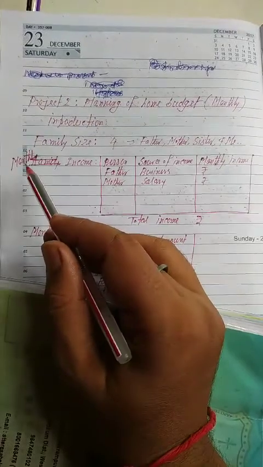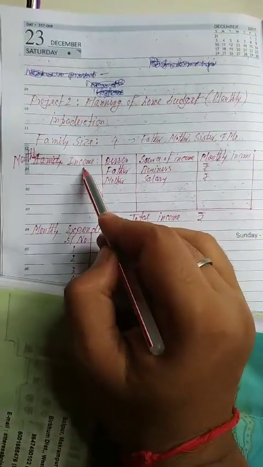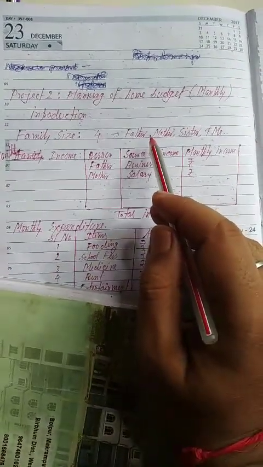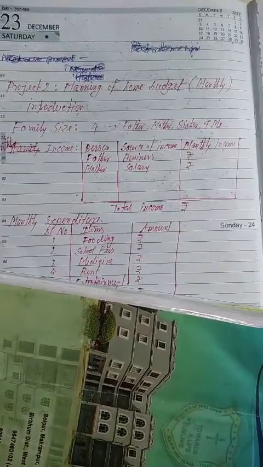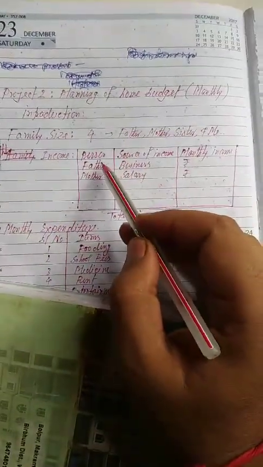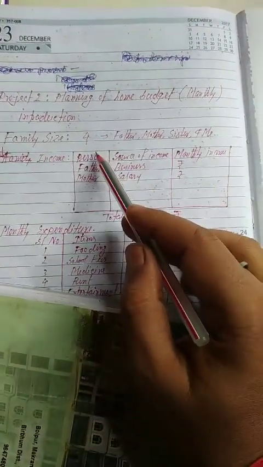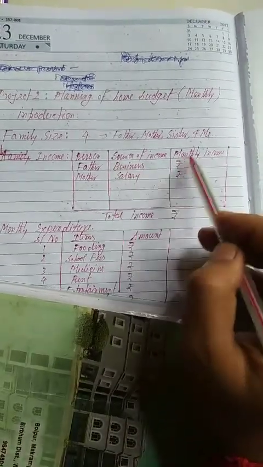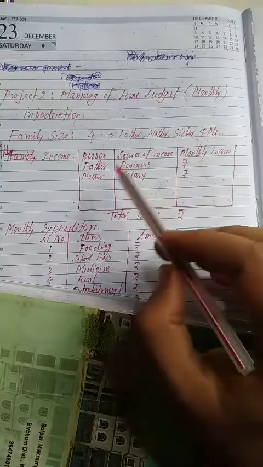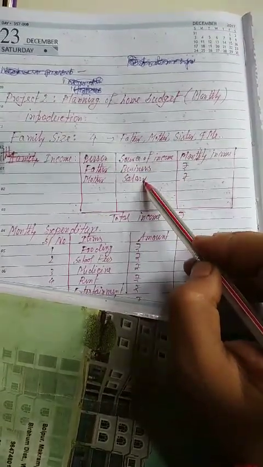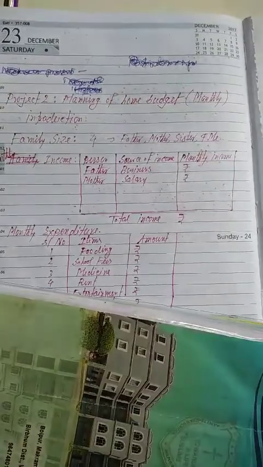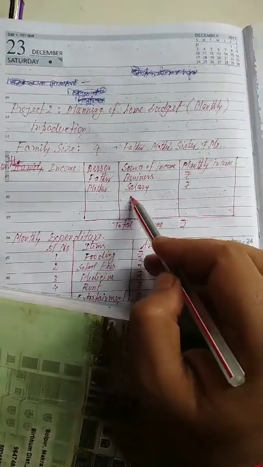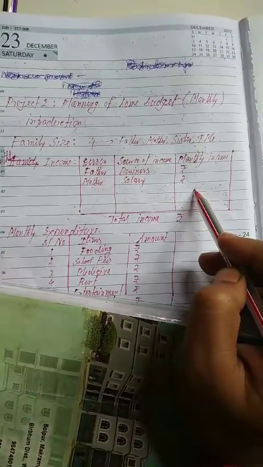Then in the next point, you will write the monthly income of your family. For that you will make a chart. Suppose many members are there, but not all are earning members. Suppose father and mother are the earning members. So you write the person's name, like father, and you write the source of income. Suppose father's income is from business, and you write his income. And you write mother, and the source of income, suppose salary, mother is doing a job. So you write the mother's income. And if grandfather is on pension, you can write his pension amount.